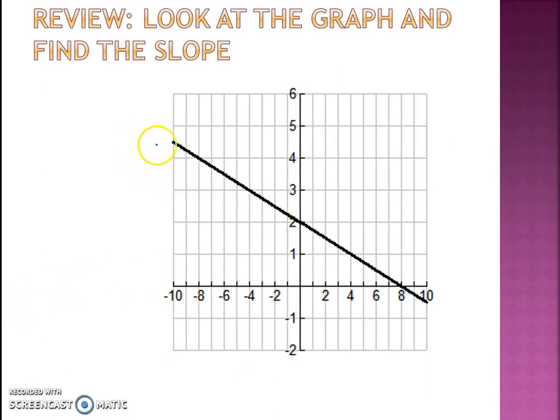This will be the negative slope because it's going down. So we're going to pick a point and then pick another good point and go down 1 and then 1, 2, 3, 4 to the right. So that'll be negative 1 over 4. So that will be the slope. Negative 1 over 4.